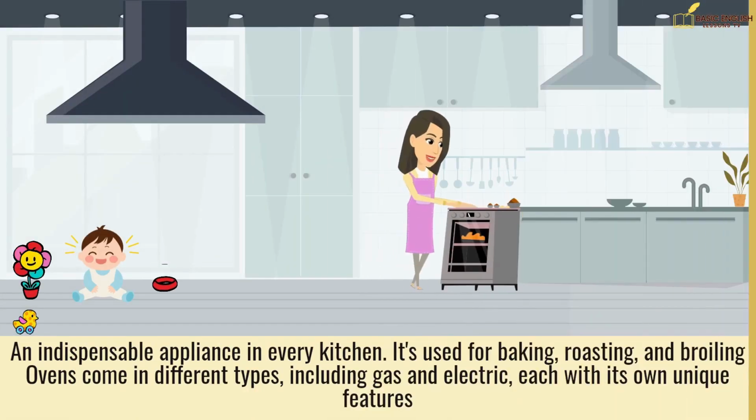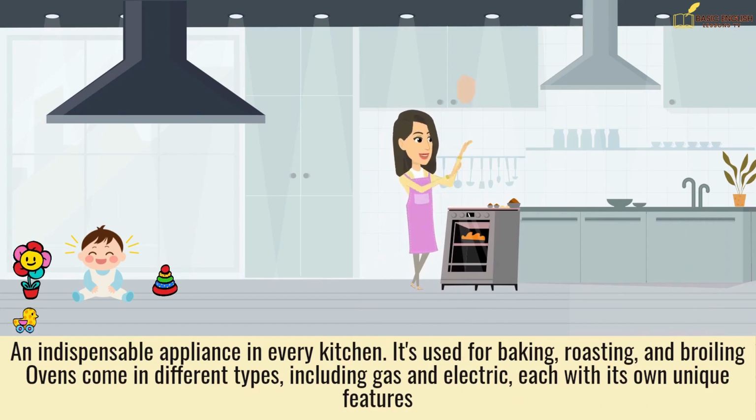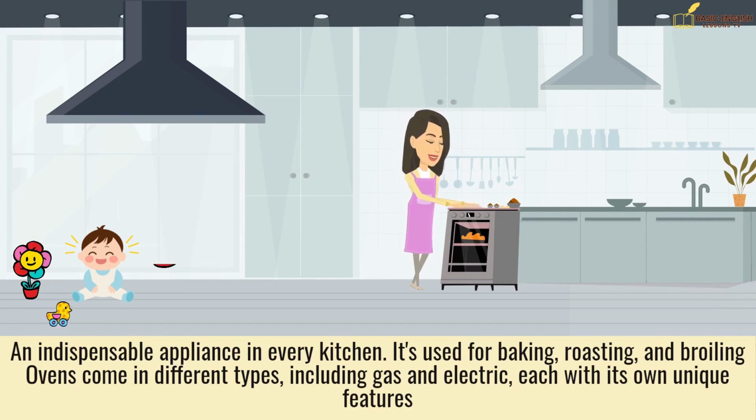The oven. An indispensable appliance in every kitchen. It's used for baking, roasting, and broiling. Ovens come in different types, including gas and electric, each with its own unique features.